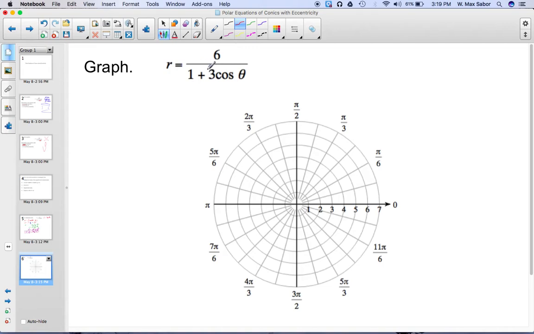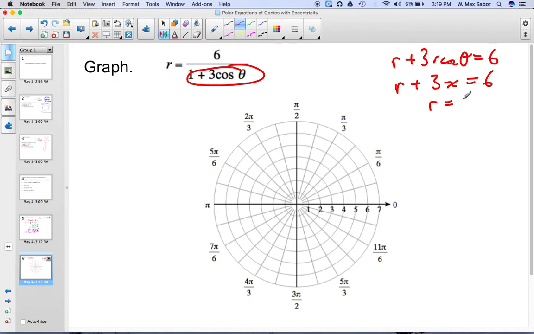Now let's graph this one. We're going to first want to solve. We multiply by the denominator, so we get r plus 3r cosine theta equals 6. And then this becomes x. So r equals negative 3x plus 6, so r equals negative 3 times x minus 2. Squaring both sides gives x squared plus y squared equals 9 times x minus 2 squared.